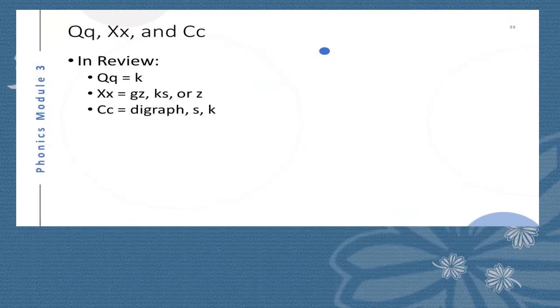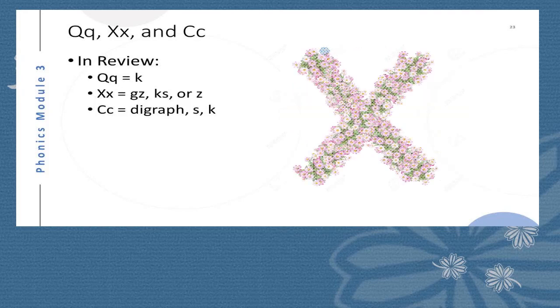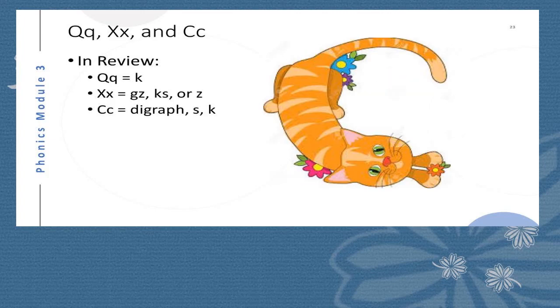In review, the phonemes represented by C, Q, and X need no key symbols. In our one-to-one correspondence, they are already represented. We could omit the letter Q entirely by substituting the K. We could omit the letter X by substituting GZ, KS, or Z. We do use the C as part of the digraph CH, but as a single letter, the S and K could adequately take its place.